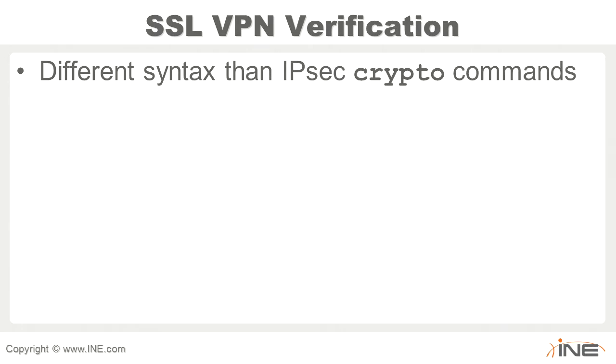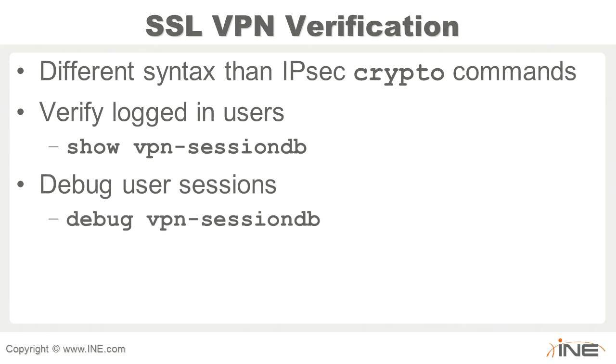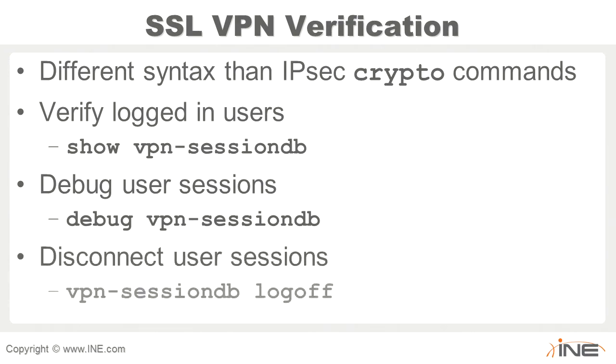But in the case of the SSL VPN, since we are no longer using IPsec, we're going to be changing syntax to the vpn-sessiondb, or the VPN session database. So to see what are the active sessions, instead of saying show crypto ipsec sa, we would say show vpn-sessiondb. If we wanted to see the debug output, this is going to be debug vpn-sessiondb. If we wanted to clear the connection, instead of saying clear crypto isakmp sa or clear crypto ipsec sa, we would say vpn-sessiondb logoff.